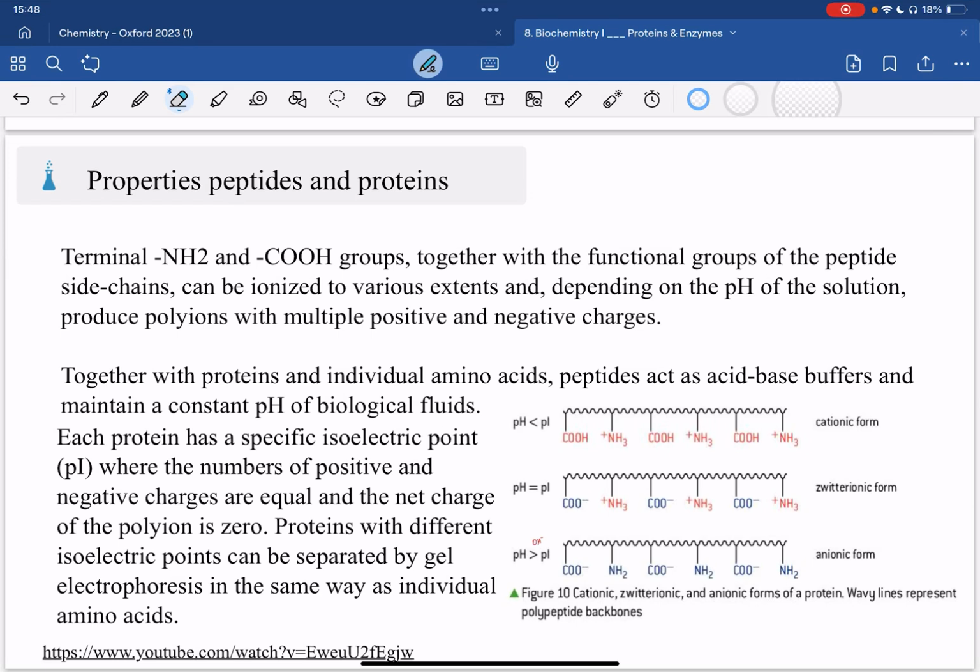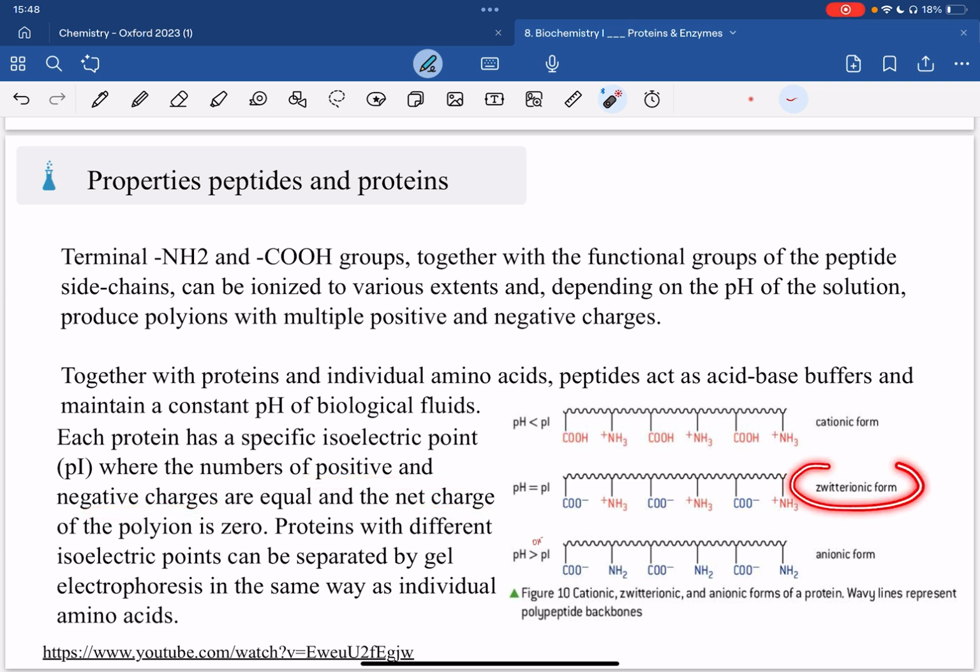Right, dear students. Regarding this topic, we have to know what an isoelectric point is. Basically, at the isoelectric point we have the same number of positive and negative charges, so the net charge will be zero.